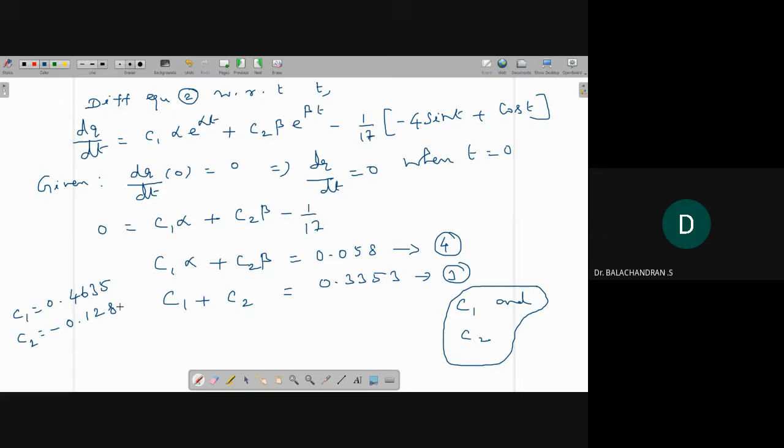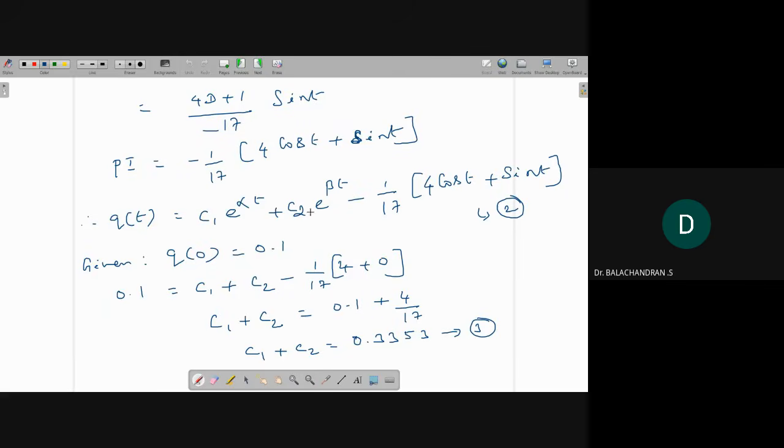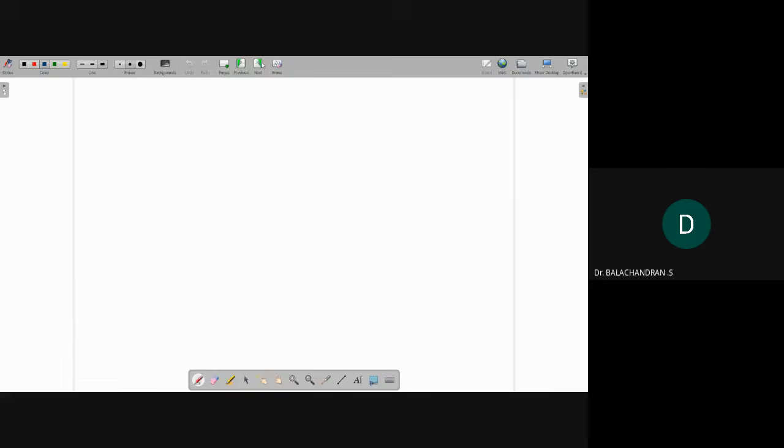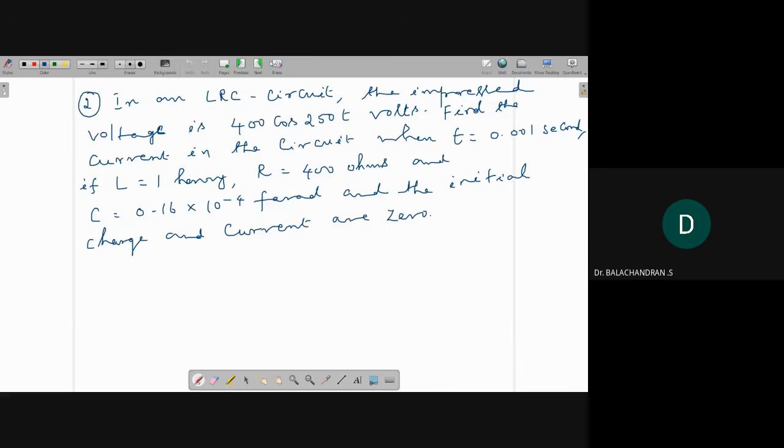And the only thing we should check is the first equation also, because the alpha and beta values are given. So I think this is correct. The remaining students should check again, and if there is any correction, please post in the group. Once you get the values of C1 and C2, as I already told, substitute in equation 2. Now I'll go to the next problem.